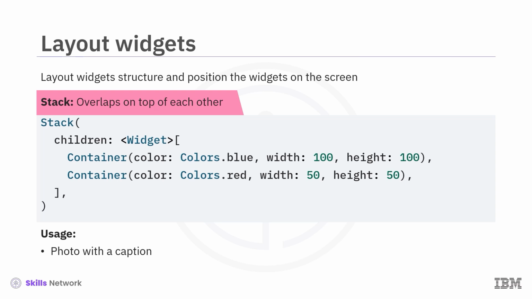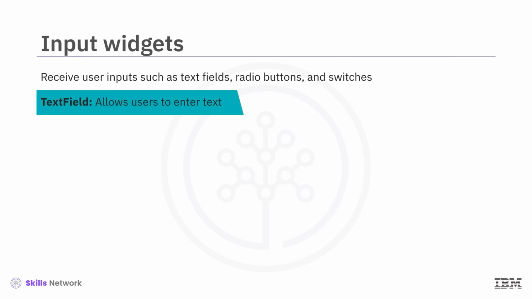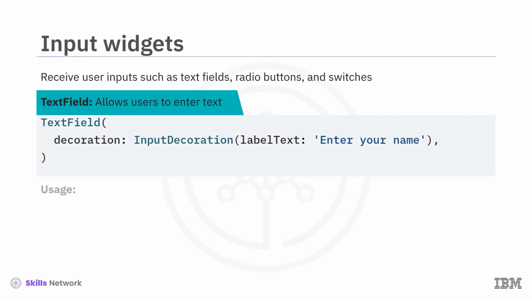The next range is input widgets. Let's discuss them. Input widgets such as text fields, checkboxes, radio buttons, and switches receive user input. As a text field, it allows users to enter text. It is used for any text input field like a search bar or form field.